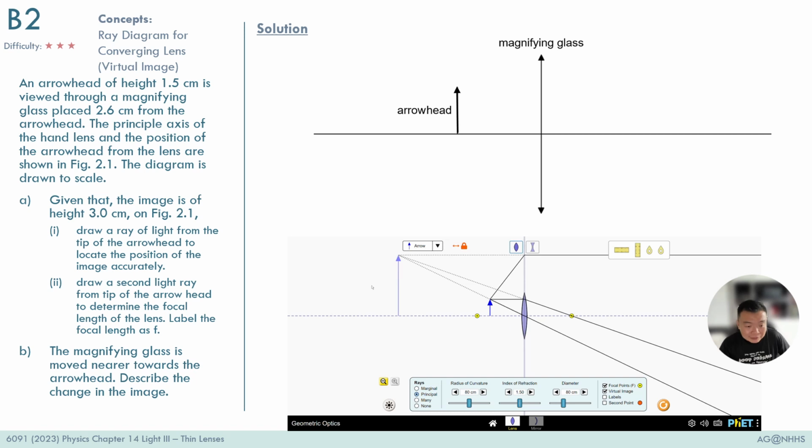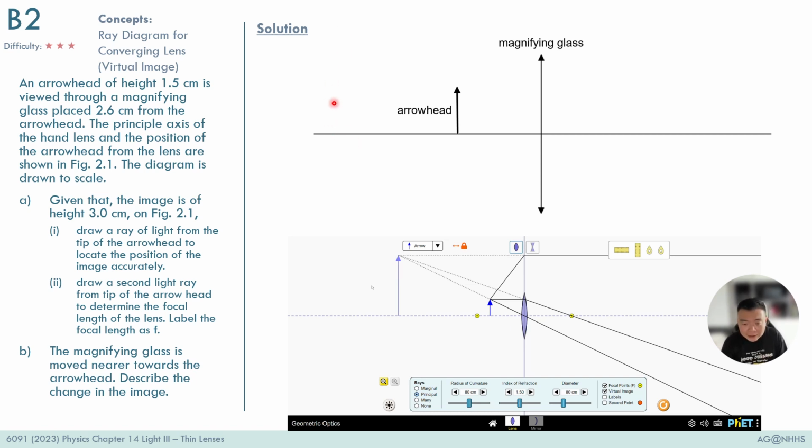So you are told that the image, sorry, the object is of height 1.5 cm, is a diagram is supposedly drawn to scale, and the image is 3 cm. You're supposed to just draw one light ray to figure out where is the position of the image. So when I see the word magnifying glass, immediately I must be able to realize that this is a scenario where we form a virtual image. So the image will be somewhere on the same side of the lens as the object, somewhere here. And magnifying glass means it's bigger, so it's behind over here.